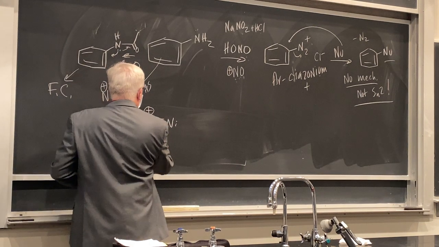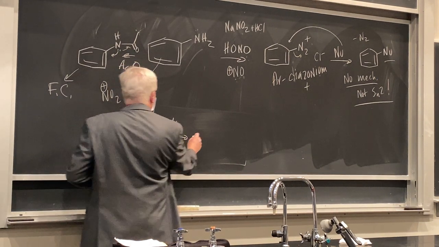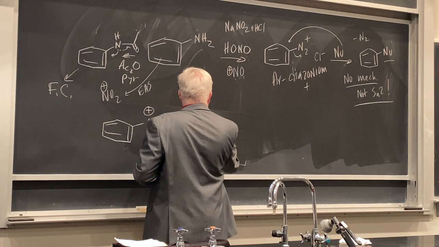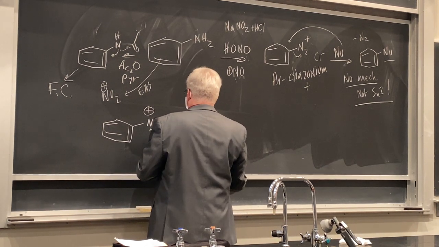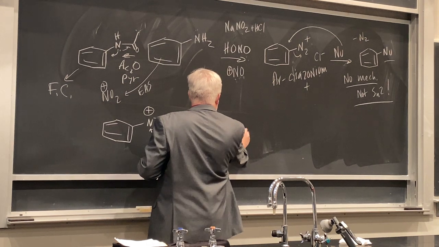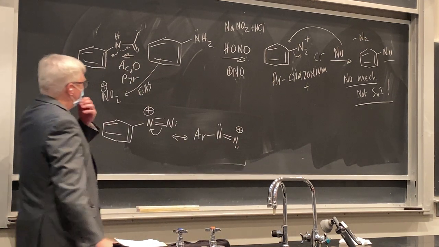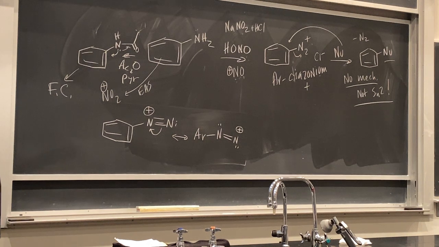We could also draw this, which would be a resonance structure of it. So we'd have aromatic, and then a lone pair there. And where would be our plus charge? It would be right there on that nitrogen. So either one you can imagine there.